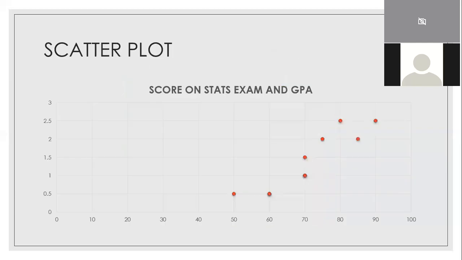Before you start calculating the actual coefficient, you want to plot the scatter plot.